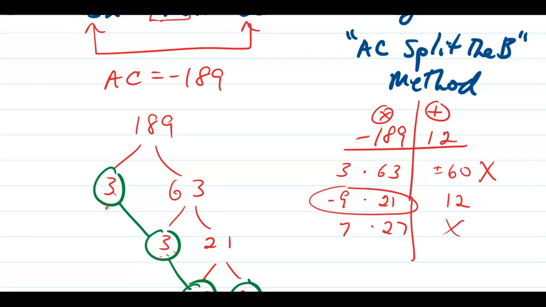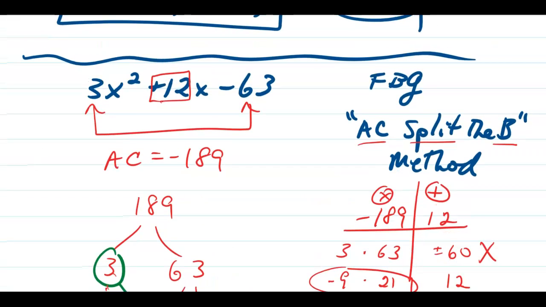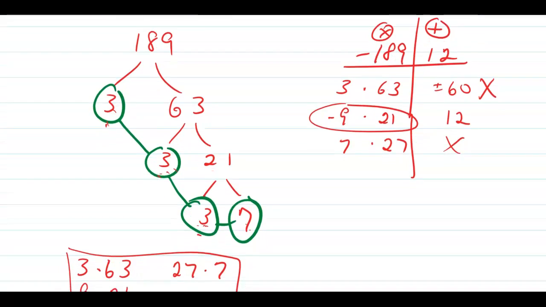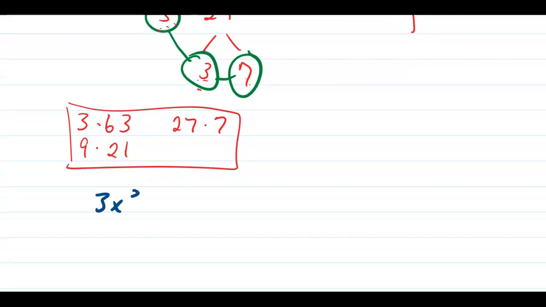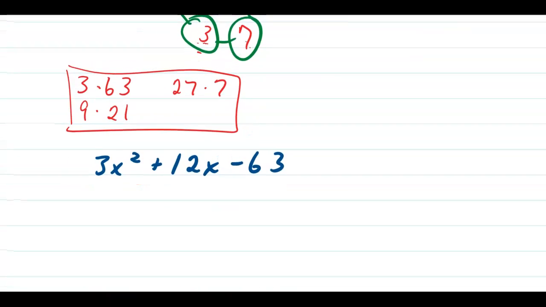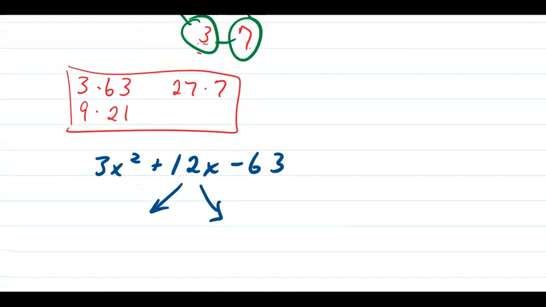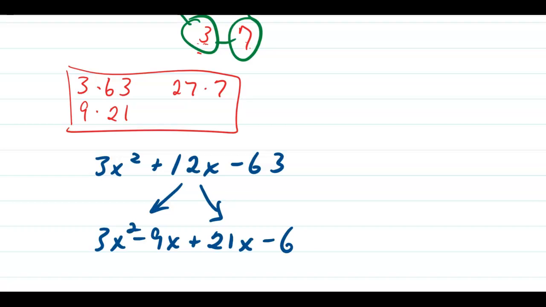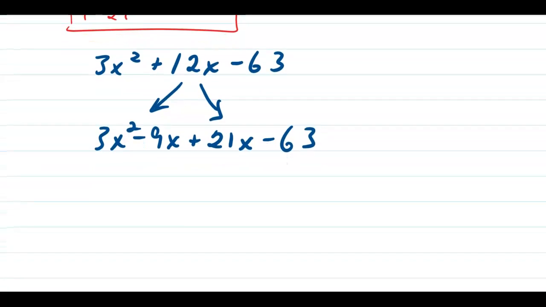Okay, now why did we do all that? Because this is the AC split the B method. The whole idea is that we want to rewrite this 12x as the sum of 2x terms. So again, I'm going to write down the 3x squared plus 12x minus 63. And with our work up here, the negative 9 and the 21, we're going to split the 12x into negative 9x plus 21x. And we have our 3x squared, and we have our negative 63, like that.